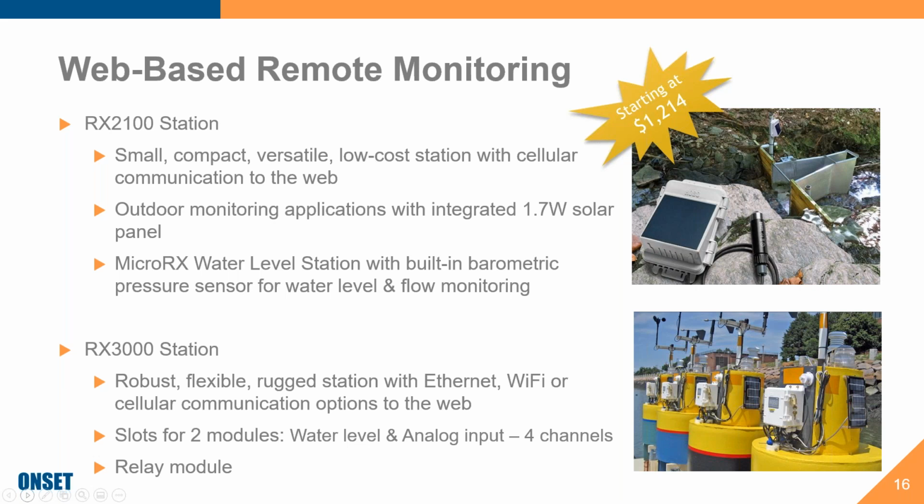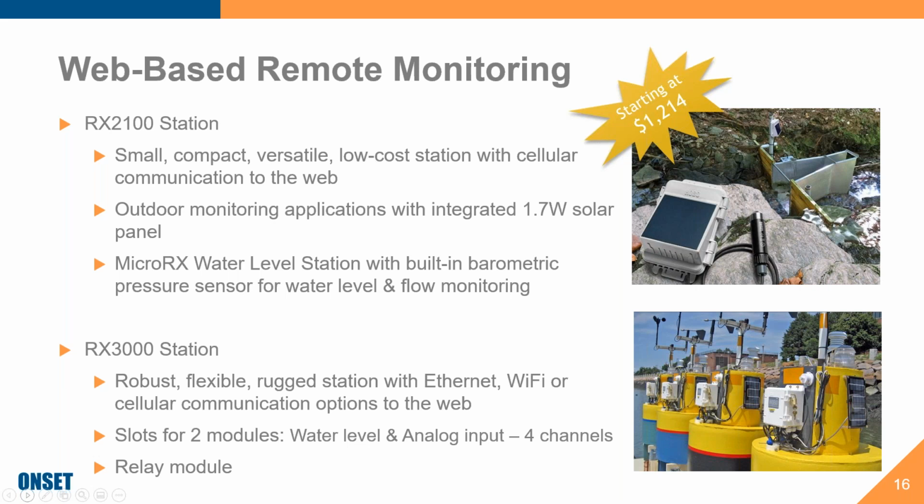We've got one of the MicroStation choices that has built-in barometric pressure for monitoring water level and flow calculations. So these can be placed with different types of weirs that will do the flow calculation automatically with some built-in assistance. An RX3000 station, we're showing that they were used on buoys in the past. These were put in Cape Cod Bay in particular, doing some monitoring close to shore where they had cellular access.